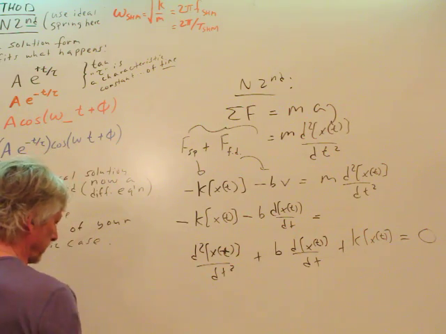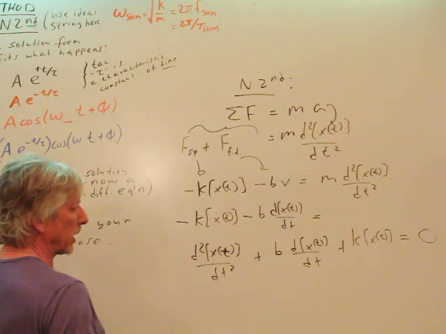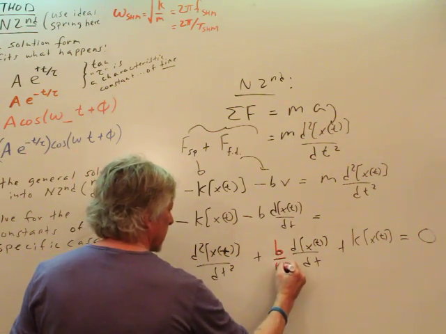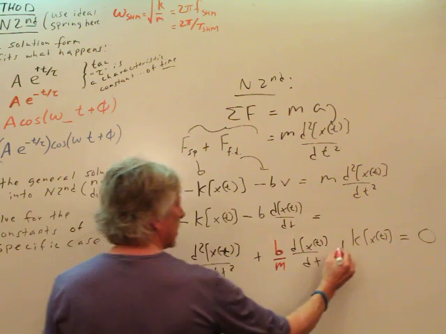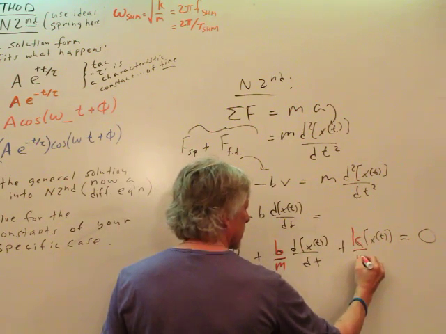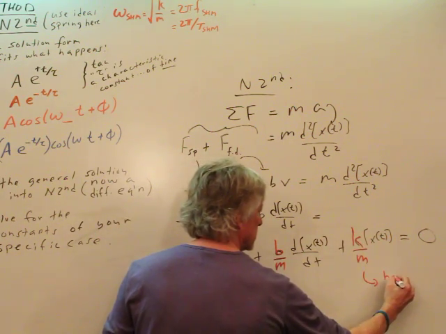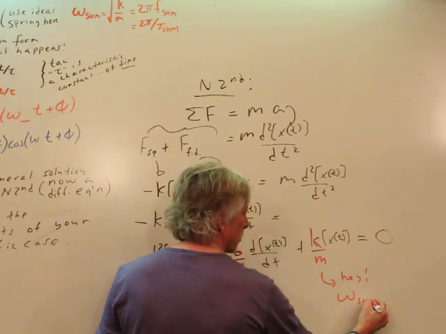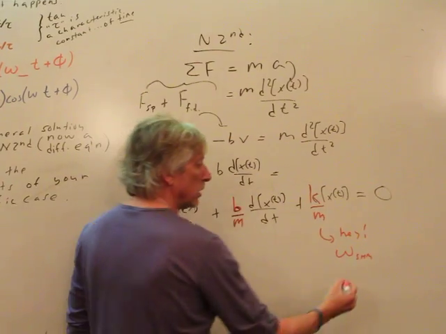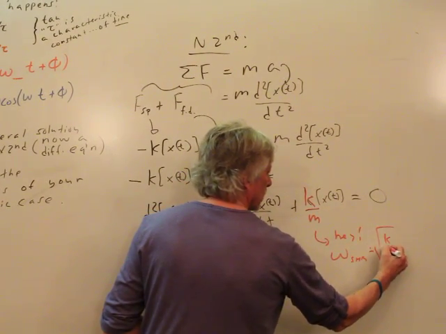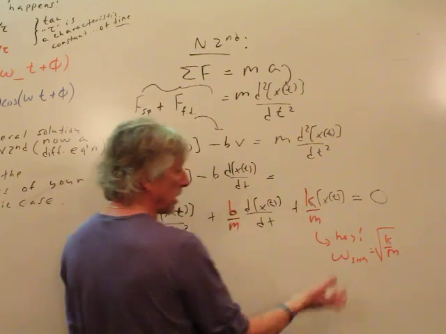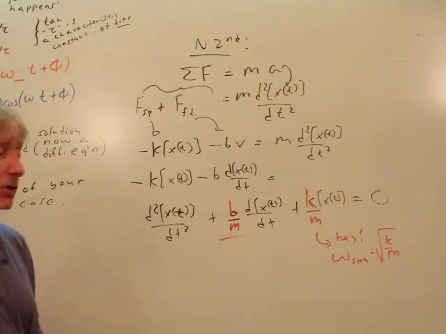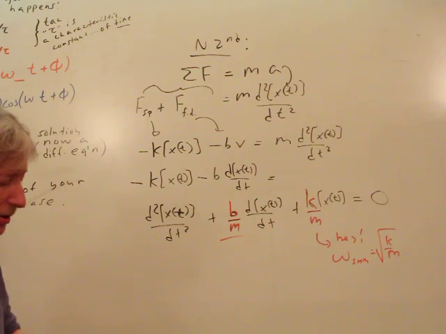I'm going to divide by m. So I got this constant, b divided by m. k, ooh, wait a minute, divided by m. Hey, omega, simple harmonic motion, or 2 pi f, or 2 pi over T, is root k over m, when it's allowed to just think. So that's there, but this guy is adding something. So my question is, what's the solution?